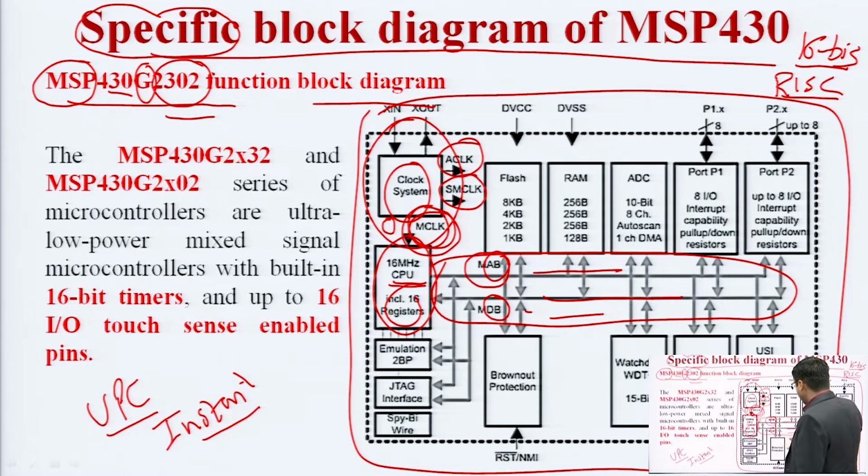Another one is the emulation circuit. Emulation means that for debugging or testing the circuit, we need an emulator circuit. There is a JTAG interface. JTAG stands for Joint Test Action Group. It is basically an industry protocol which is used to test or verify circuits after manufacture. There is also Spy-Bi-Wire, which is a part of the JTAG interface. It is basically a JTAG interface protocol.